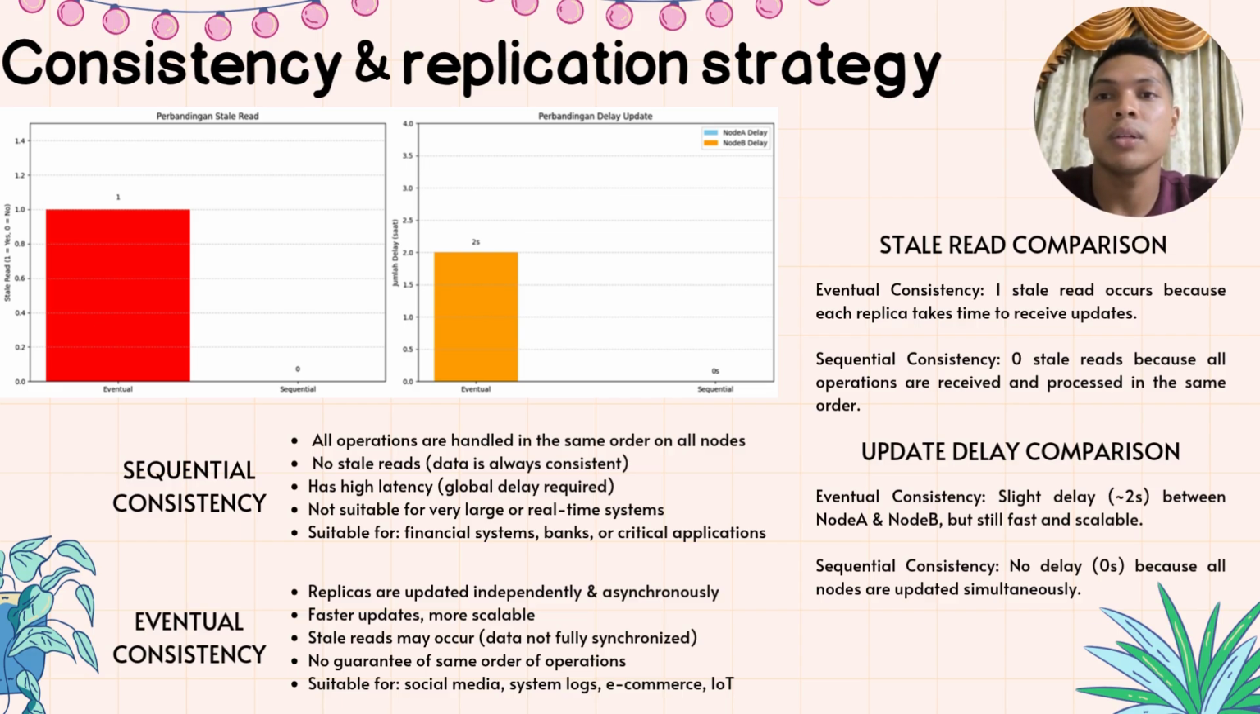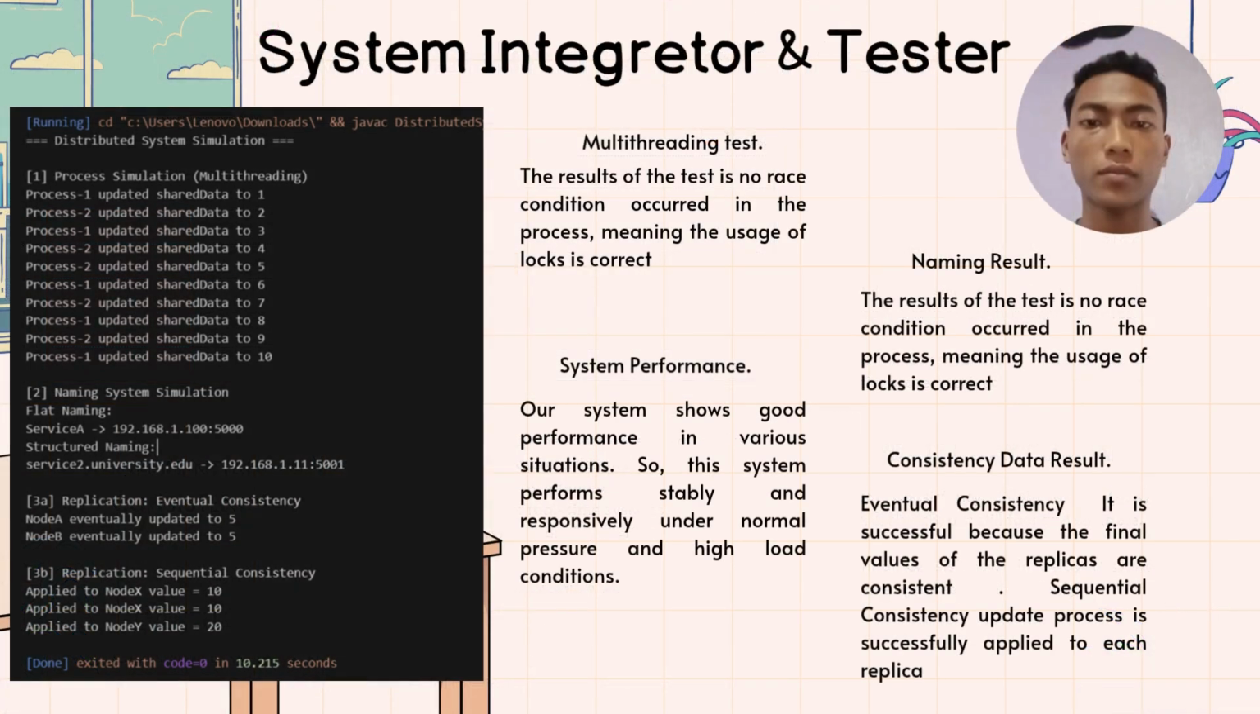For eventual consistency, replicas update independently and asynchronously. It also has faster updates and is more scalable. Stale reads may occur, and there is no guarantee of the same order of operations, so it is only suitable for social media, system logs, e-commerce, and so on. So that's all. Thank you.